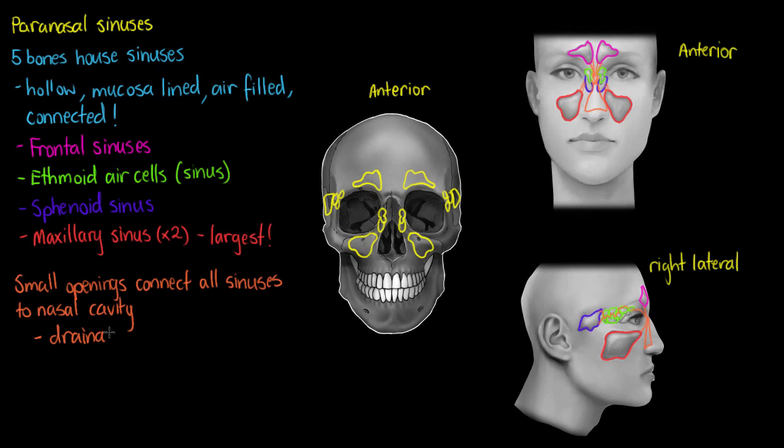And the reason they're all connected is so that we can drain them. I said before they produce mucus from that mucosal lining, so we need to be able to drain off that mucus when there's too much. A secondary feature will be that they can warm and humidify air that we inhale, and just simply due to the fact that they are cavities within the skull, they're also going to decrease the weight of our skull. Another purpose of these sinuses is that they will actually increase the airflow we have within the nasal cavity, allowing our voice itself to resonate much more.